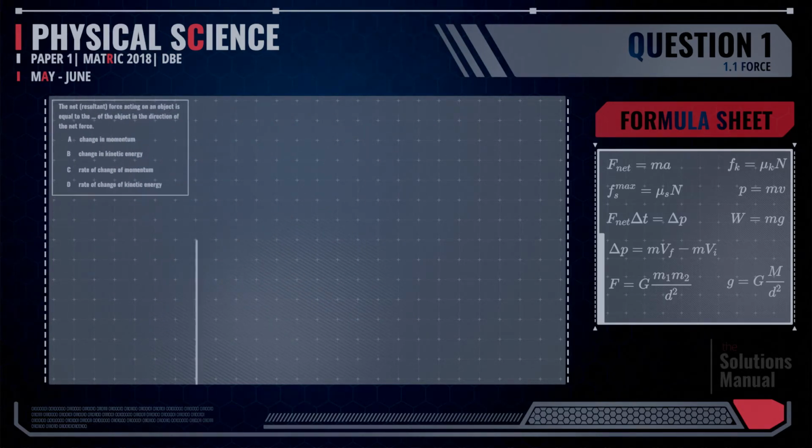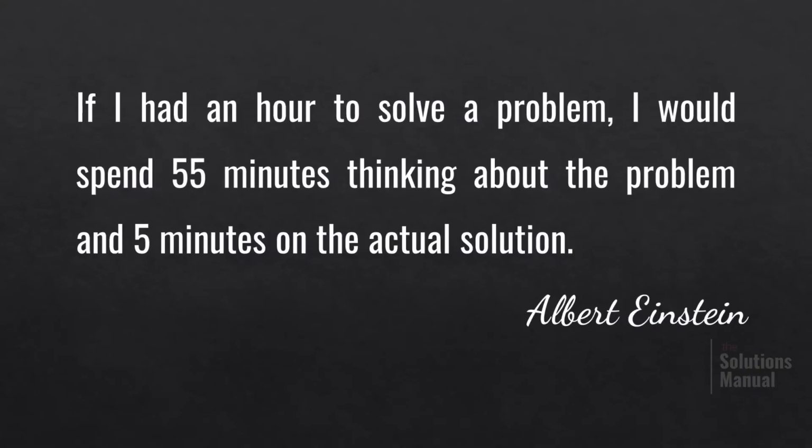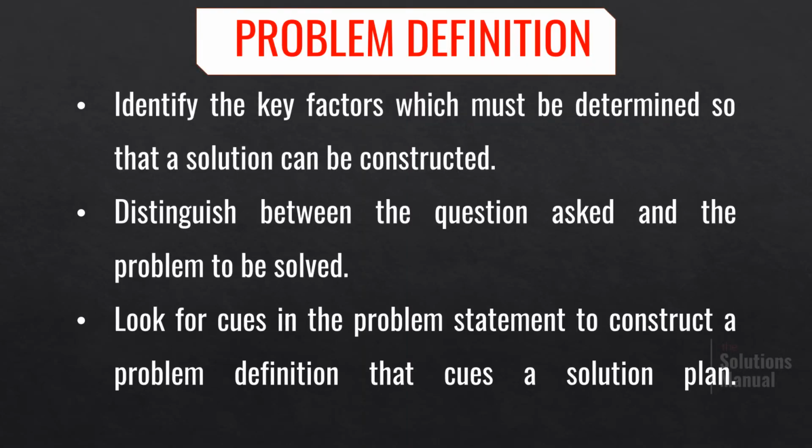Let's take some time to define the problem before starting with the actual solution. It's always good practice to do this before attempting to solve any problem. Albert Einstein said, "If I had an hour to solve a problem, I would spend 55 minutes thinking about the problem, and 5 minutes on the actual solution." When doing a problem definition, the goal is to identify the key factors which must be determined, so that a solution can be constructed. You need to distinguish between the question asked and the problem to be solved. Look for cues in the problem statement to construct a problem definition that cues a solution plan.